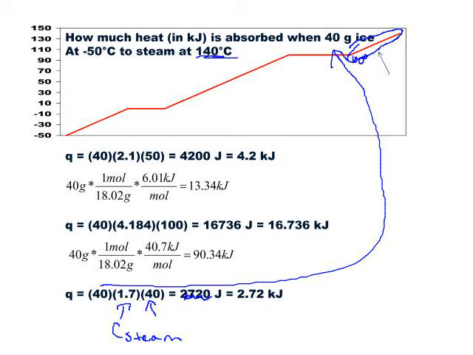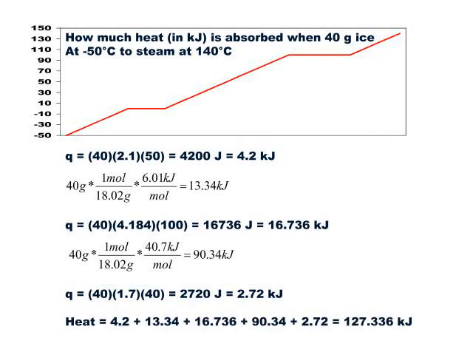Alright, so then we multiplied it, and I moved it 3 places to get our 2.72 kilojoules, and then the final step, add it all together. We're going to add every heat for every situation. So the first one, the phase change, the heat it up, the phase change, the next one, add it all together. That's how many kilojoules it takes to take ice at negative 50 all the way up to 140 degrees in steam.